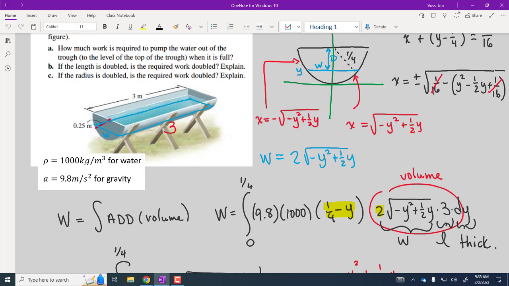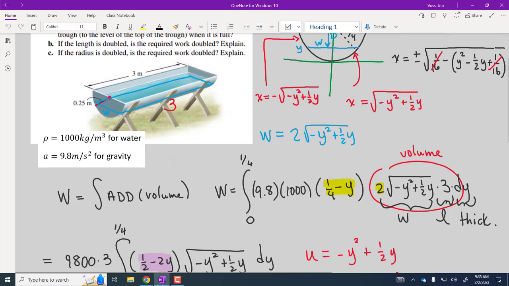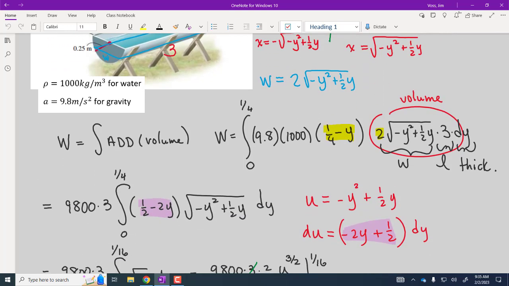Positive square root minus square root gives us 2 square roots. And that's how we got the distance all the way across. And then the cross-sectional area, again, it's a rectangle. So the area is everything in here except the dy. It's the width of our rectangle, which is that thing up there. And then the length is 3, so that gives us our cross-sectional area.